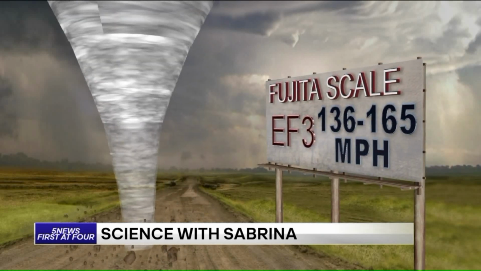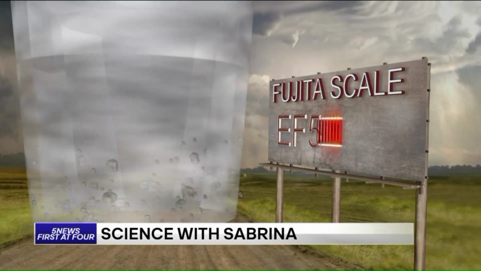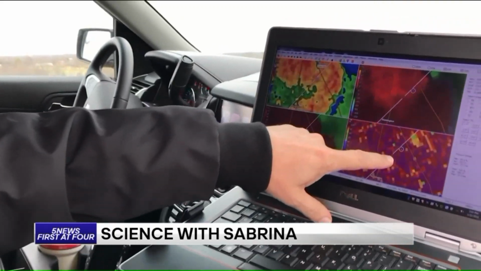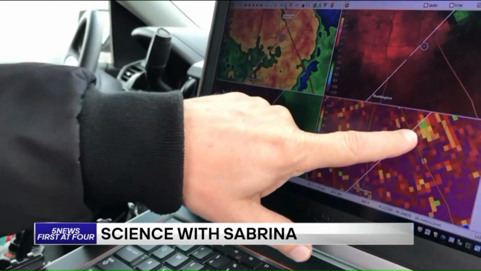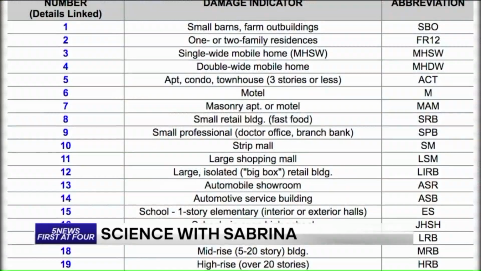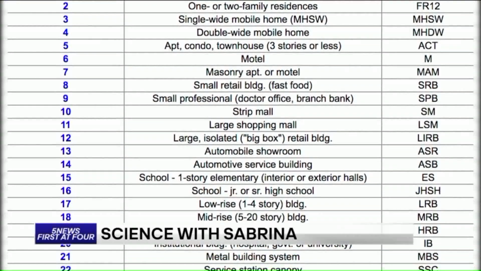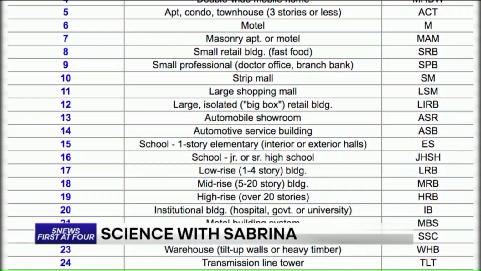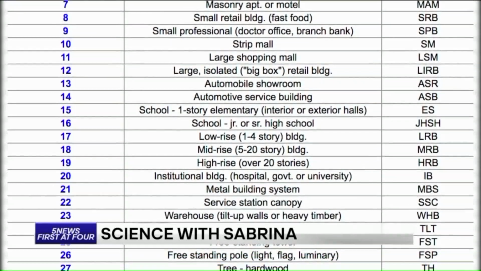It's important to remember that the EF scale is a set of wind estimates based on damage. Numerous damage indicators are used by the National Weather Service to determine the ratings. There are 28 damage indicators. These include residencies, commercial structures, schools, professional buildings, metal buildings, poles, and vegetation.